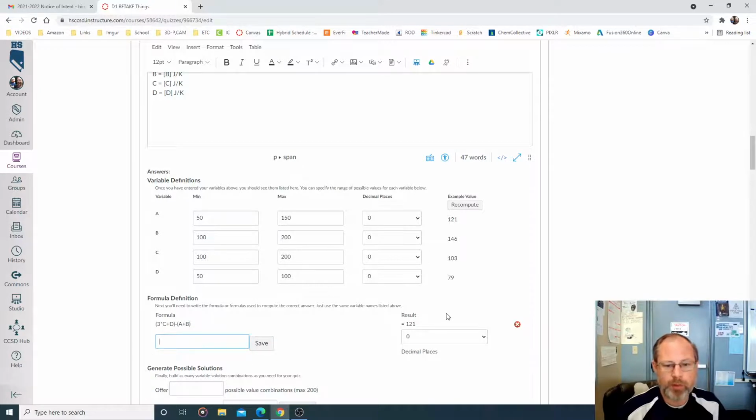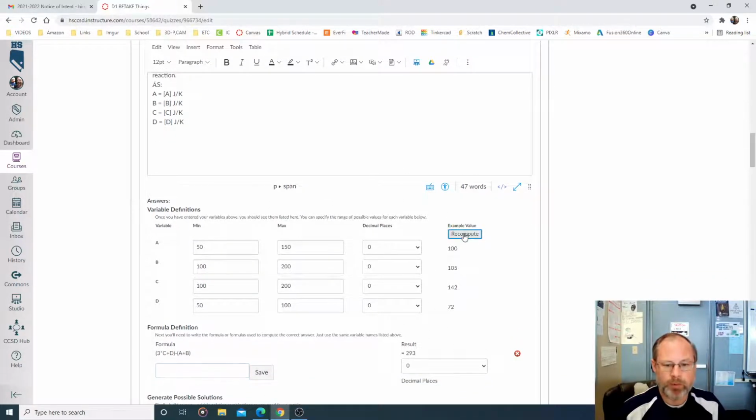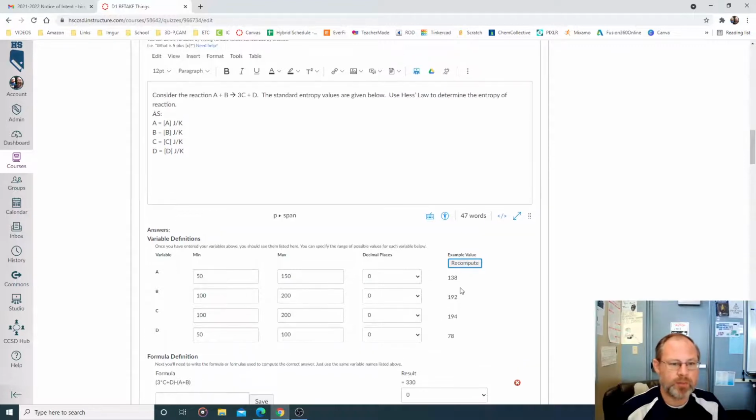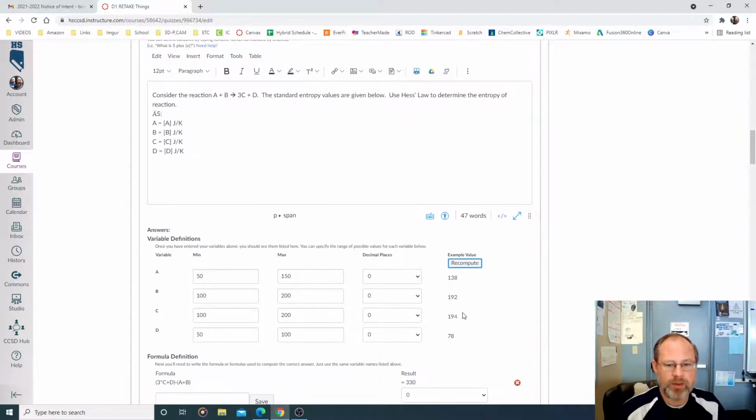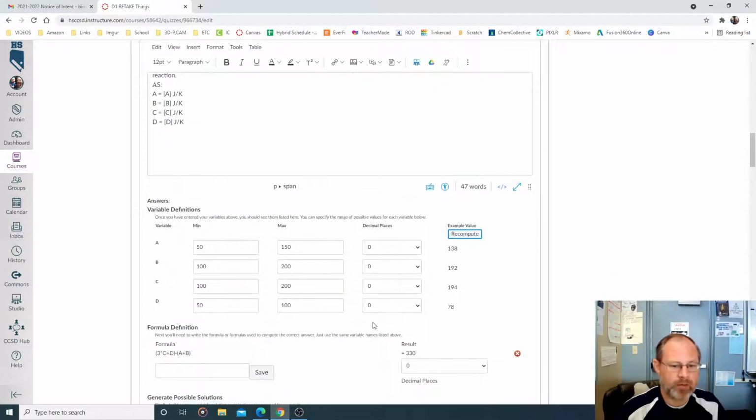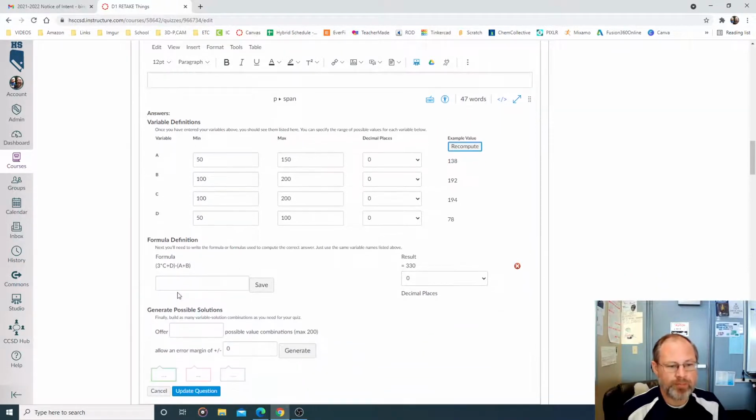So I got 121 by weird coincidence. There we go, 293. I'm changing the numbers around. So it's taking these numbers and going through this formula. I need 3 C's, 194 times 3 plus the 78 minus the 138 and 192. That sounds about right. And we're good. So we have our formula.